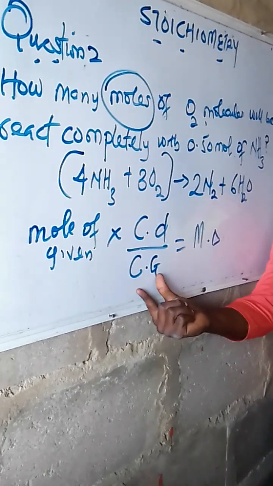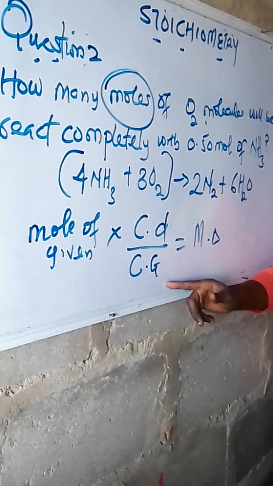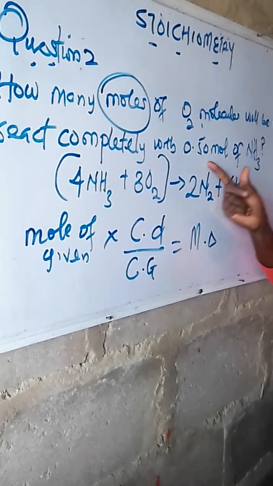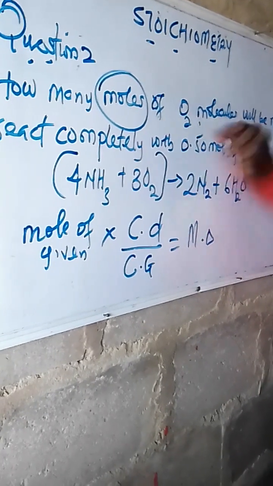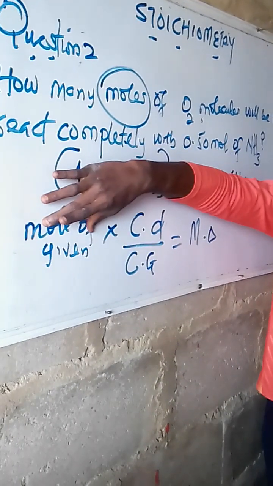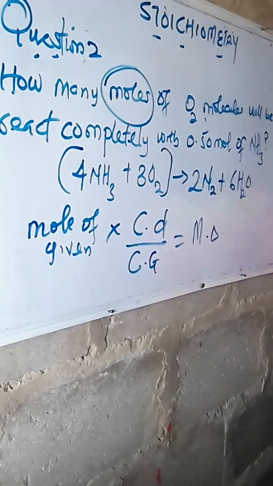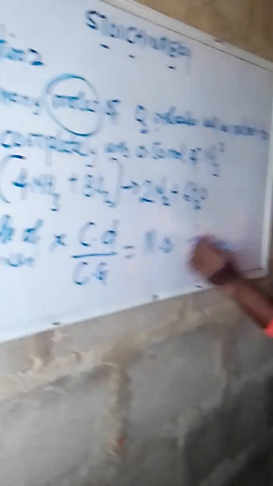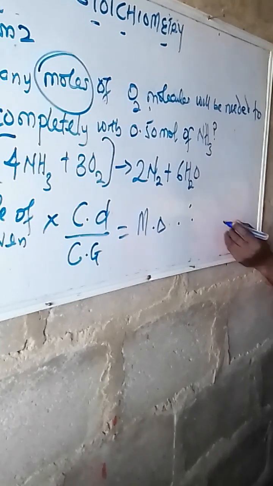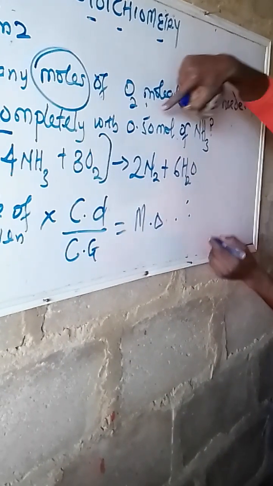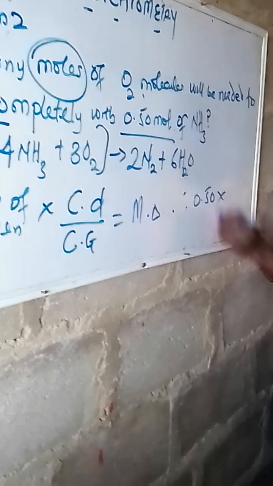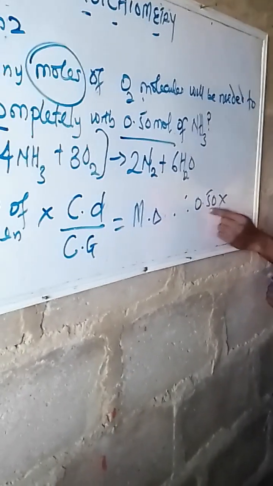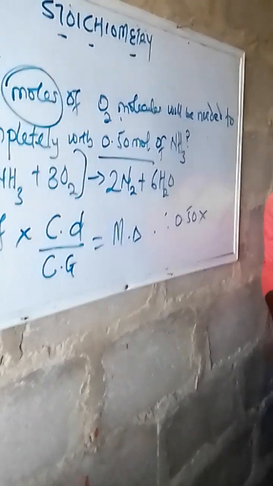What of CG, coefficient of the given? What are we given? We are given this, which will be 4. Multiply by what is this one? It is 0.5, which I'm going to substitute in here. Now what would that be? Therefore, that one will be moles of the given. That is 0.5. Multiply by, you don't call it 50, it is 0.50 as a science student.